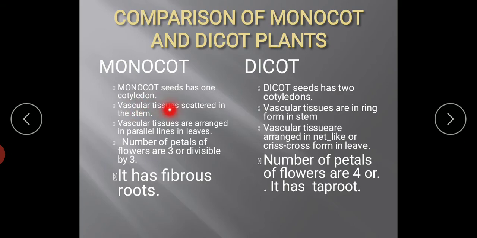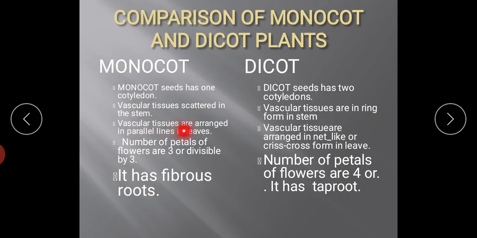The vascular system is made from xylem and phloem. These are the transport system. In monocots, it is present in the stem in scattered form, not properly arranged. These vascular tissues are scattered throughout the stem, while vascular tissues are in ring form in the stem of dicot plants. Vascular tissues are in the ring form in the dicot stem and scattered in the monocot stem.